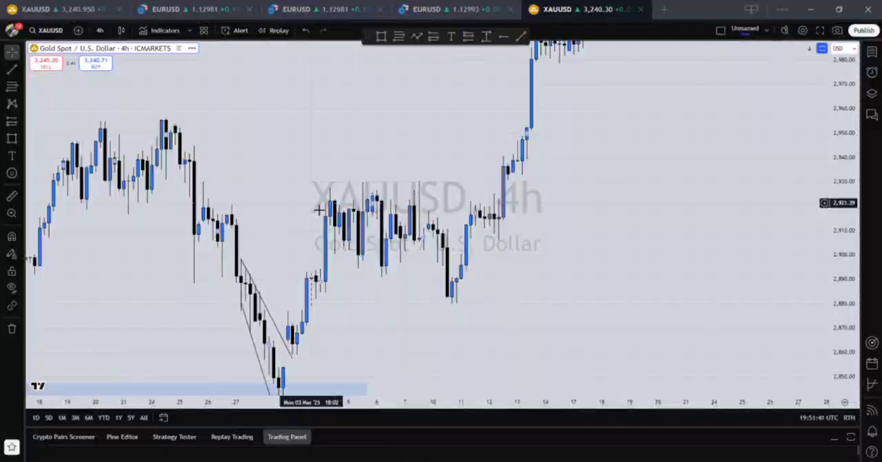In our next class, we'll talk more on the fair value gap. This is just like an introduction.